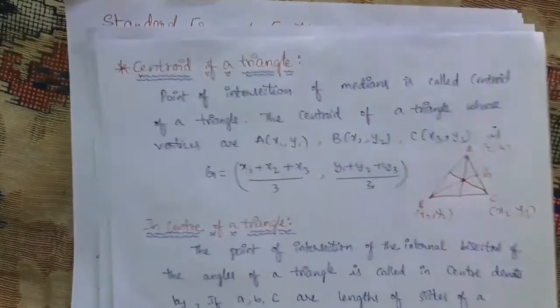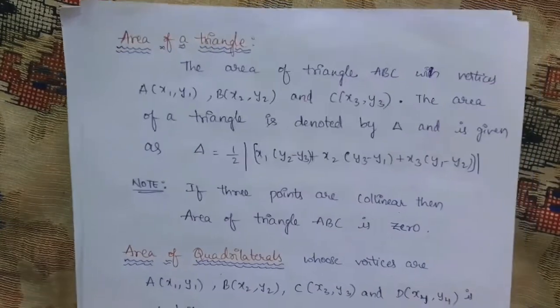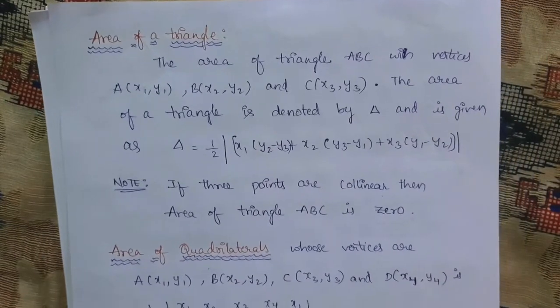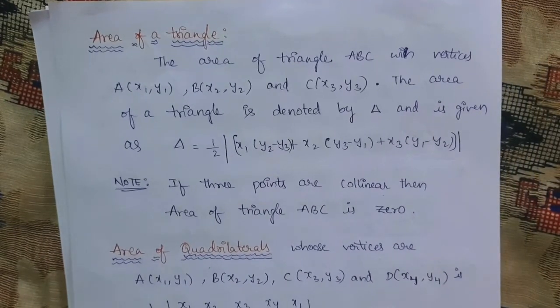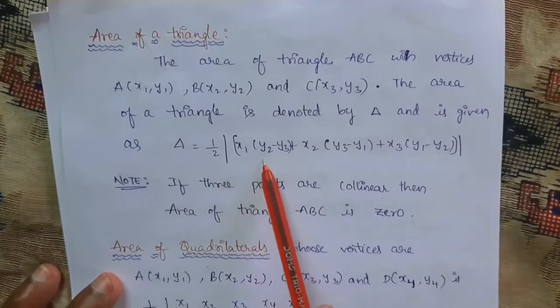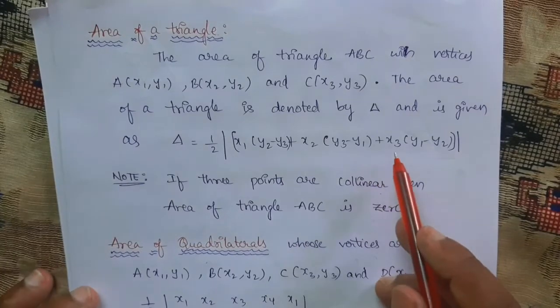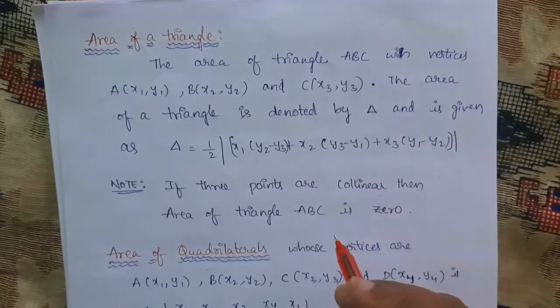Next, area of a triangle. The area of a triangle ABC with vertices A x1 y1, B x2 y2 and C x3 y3 is denoted by delta. We know that the formula is delta is equal to half of [x1 into (y2 minus y3) plus x2 into (y3 minus y1) plus x3 into (y1 minus y2)].